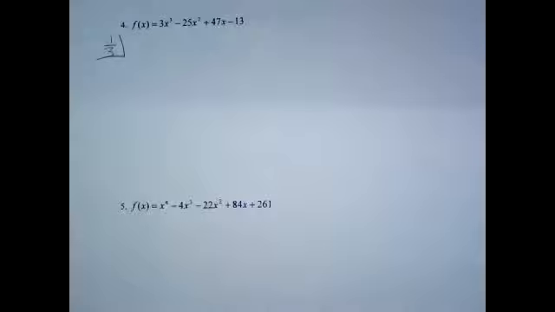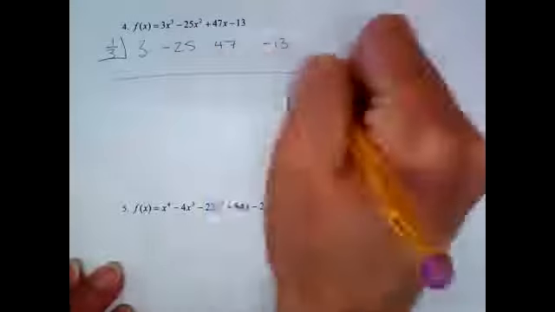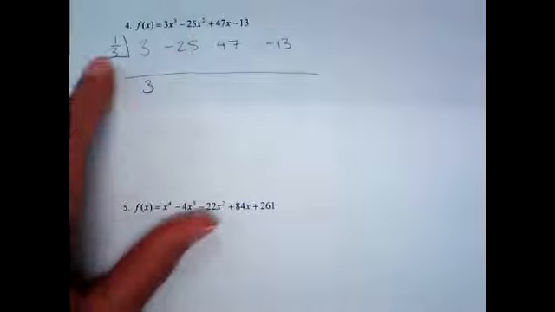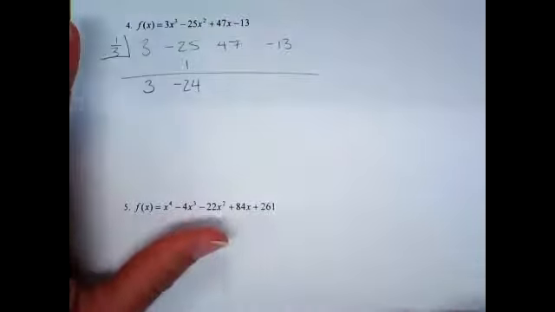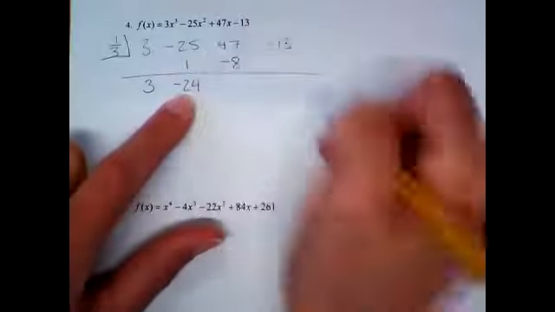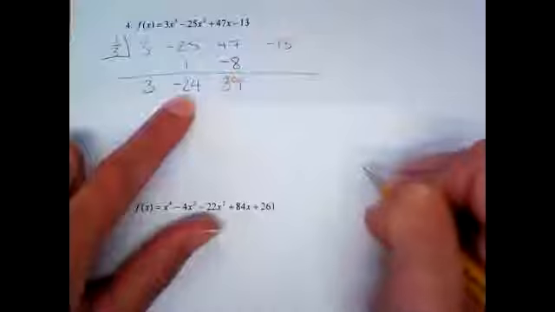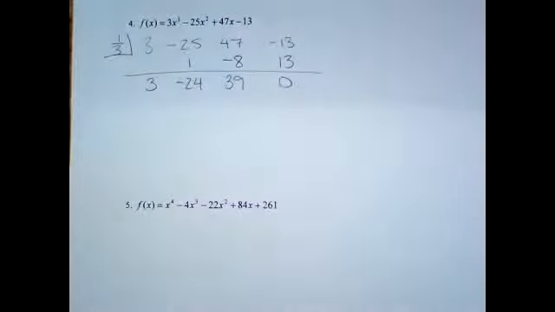Did you get 0? All right, what's 1/3 of 3? 1, good. Add the column, that's -24. 1/3 of -24 would be -8. Add the column, 39. And then 1/3 of 39 is 13, you get 0.